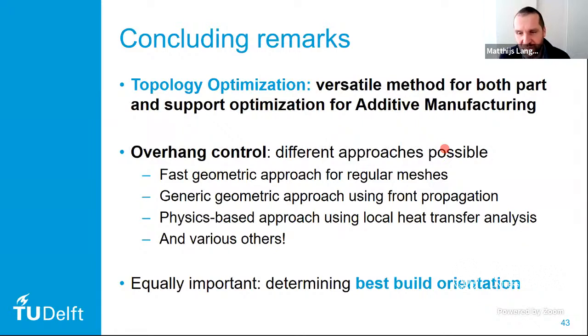And for overhang control, I think it's a very nice topic, because there are so many ways to solve this problem and to approach it. I think the next talk will also show that. I showed here three different methods, but this is definitely not the full story. And like I also have shown, build orientation, as was asked this morning, is a very important thing, and it is not trivial how to include that in these kinds of optimizations.